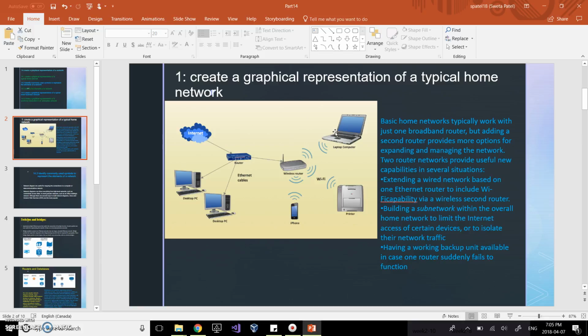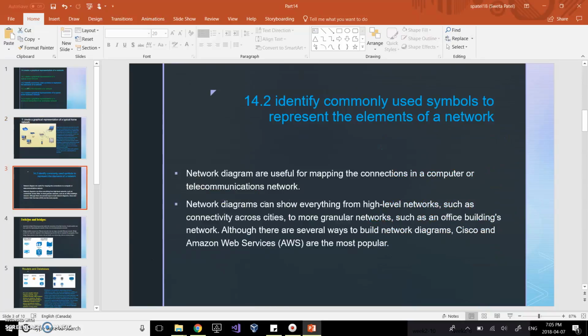So this means that a basic home network typically works with just one broadband router, but adding one more router provides more options for expanding and managing the network. Two-router networks provide useful capabilities in several situations, like expanding a wired network based on one Ethernet router to include Wi-Fi capability via a wireless second router. Another is building a subnetwork within an overall home network to limit the internet access of certain devices or to isolate their network traffic. Having a working backup unit is always a good option to have.